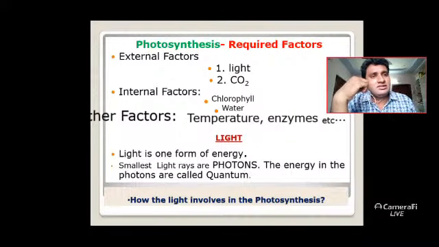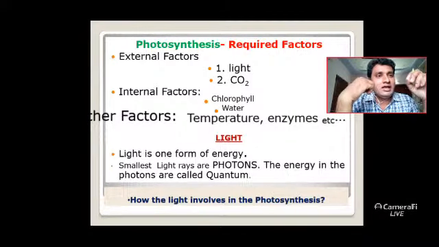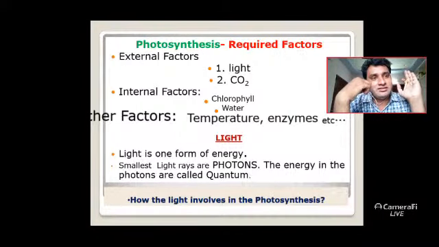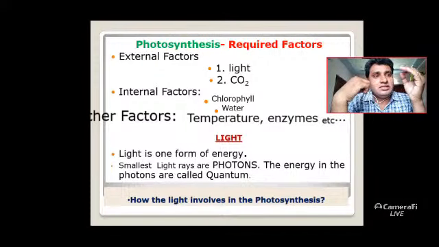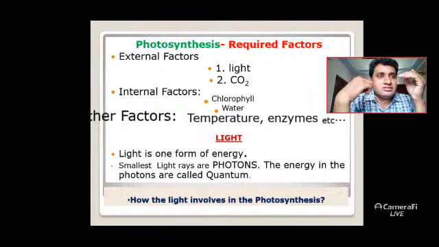We know that there is only one natural source from which we get light. Everybody knows that: the sun. So we are getting the light from the sun. That is the natural resource. And light is one form of energy, that everybody knows. From the sun there are the smallest light rays, and those smallest light rays are called photons.